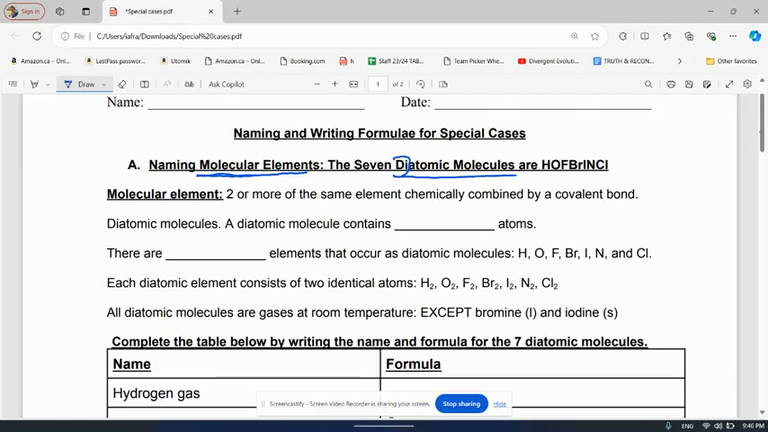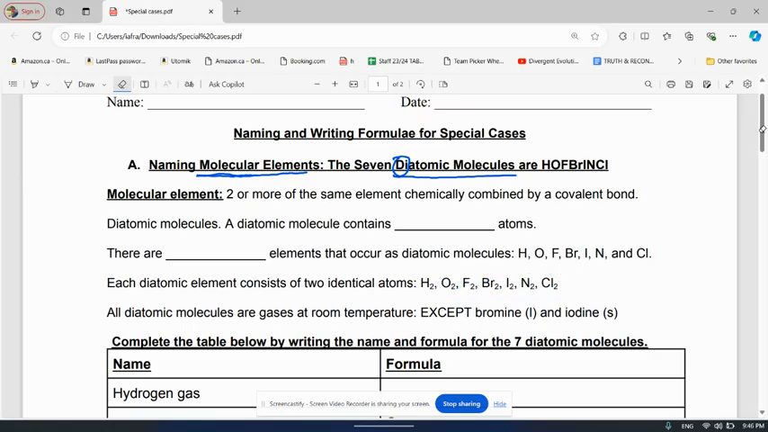The key prefix here is di, which means two. So some molecules exist connected in pairs. For example, hydrogen exists as H2, oxygen is O2, fluorine is F2, bromine is Br2, iodine is I2, nitrogen is N2, and then chlorine is Cl2.